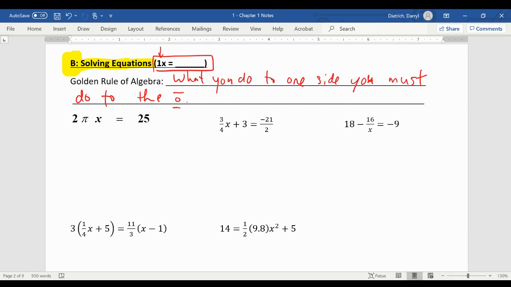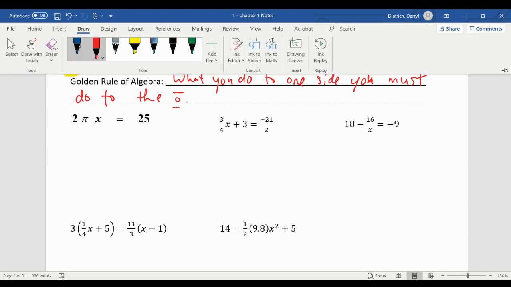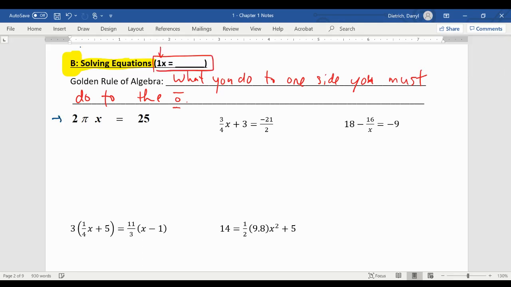Okay, so the golden rule of algebra is what you do to one side, you must do to the other. So what that means for us is I'm just going to go through 5 examples here, and what I'll try and do is put the mathematical operation that I'm going to do in blue, and then I'll state answers in red. So for instance, in this question here, we have 2 pi x is equal to 25. So we want to end up with 1x is equal to something. Okay, we are going to solve for x.